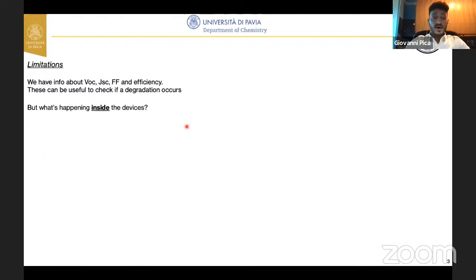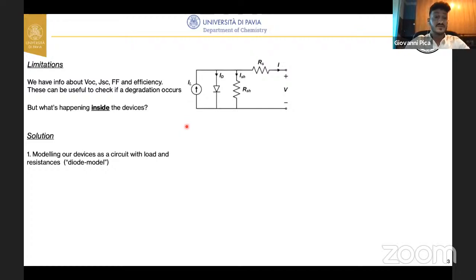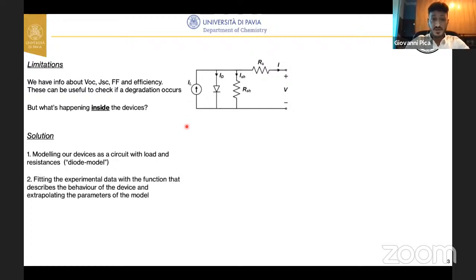So at the moment, we have information about the open circuit voltage, the short circuit current density, the fill factor, and efficiency. And these are parameters that can be very useful to check if a degradation occurs. But they don't say anything about what is happening inside the device. And the solution is to model the device as a circuit with load and resistances, the so-called single diode model that is represented in the figure. And then we have to fit the experimental data with this function that describes the behavior of the device, and then we can extrapolate the parameters of the model.